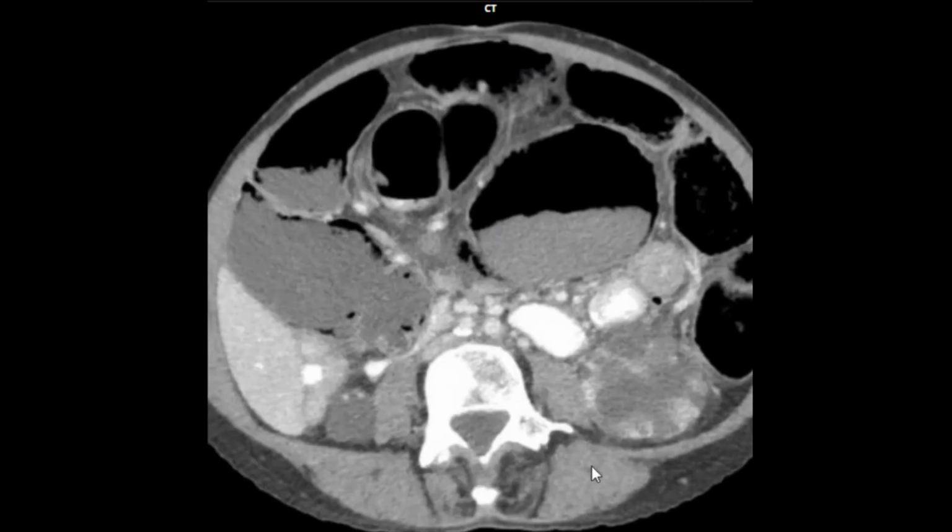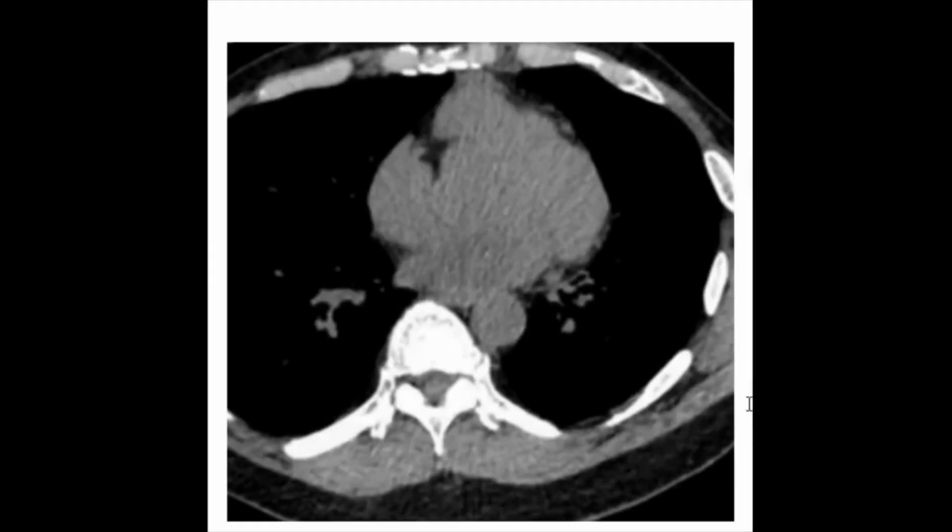So those are our cases of volvulus. We'll move on to our quiz cases, and this is the first case. So this is a non-contrast enhanced CT exam of the thorax. The finding is a little subtle here, but if you see it, let me know what you think the diagnosis is.